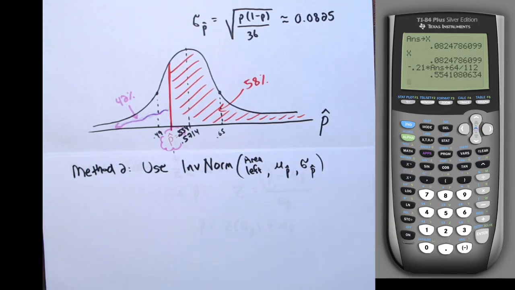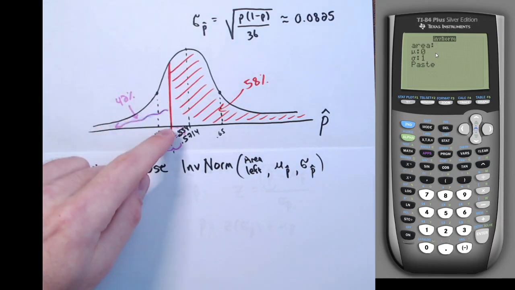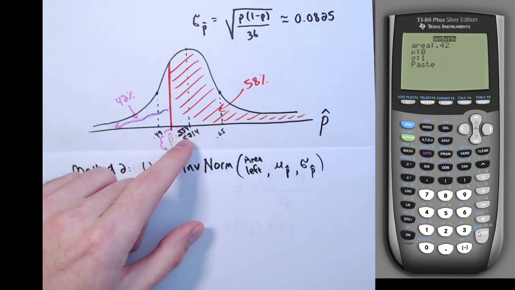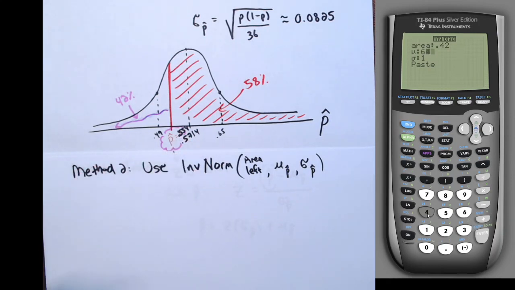All right, so for this particular picture, I'm on the calculator. We go second, distributions, and then down to number 3 there, right? That inverse norm. Remember, this area is area to the left. Now the value we're concerned with has an area to the left of 42%. So I put 0.42. The mean was this 0.5714, or that 64 out of 112, right? That was that population proportion.